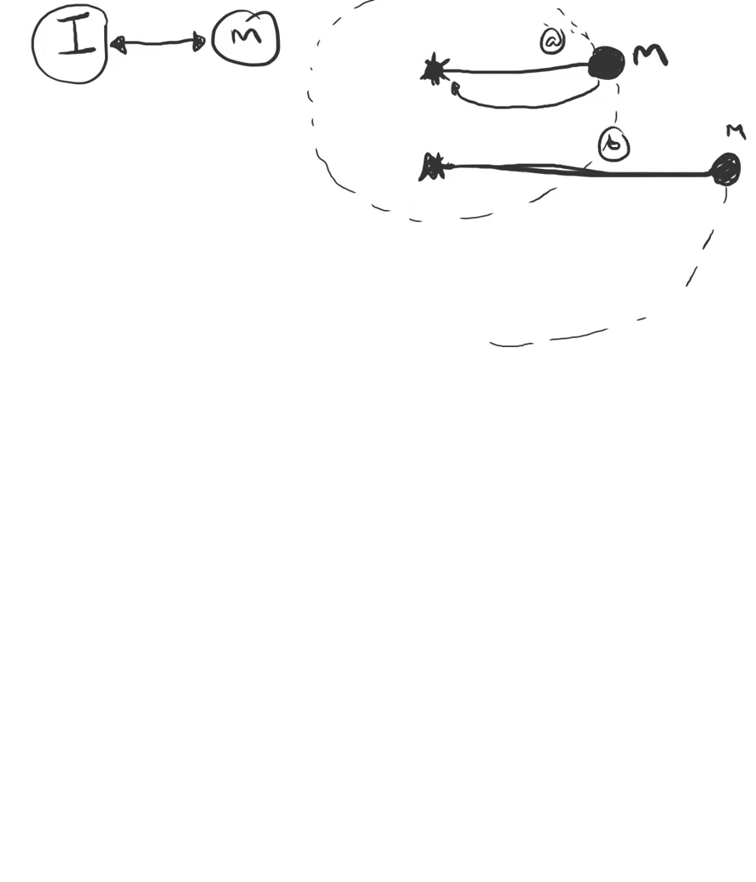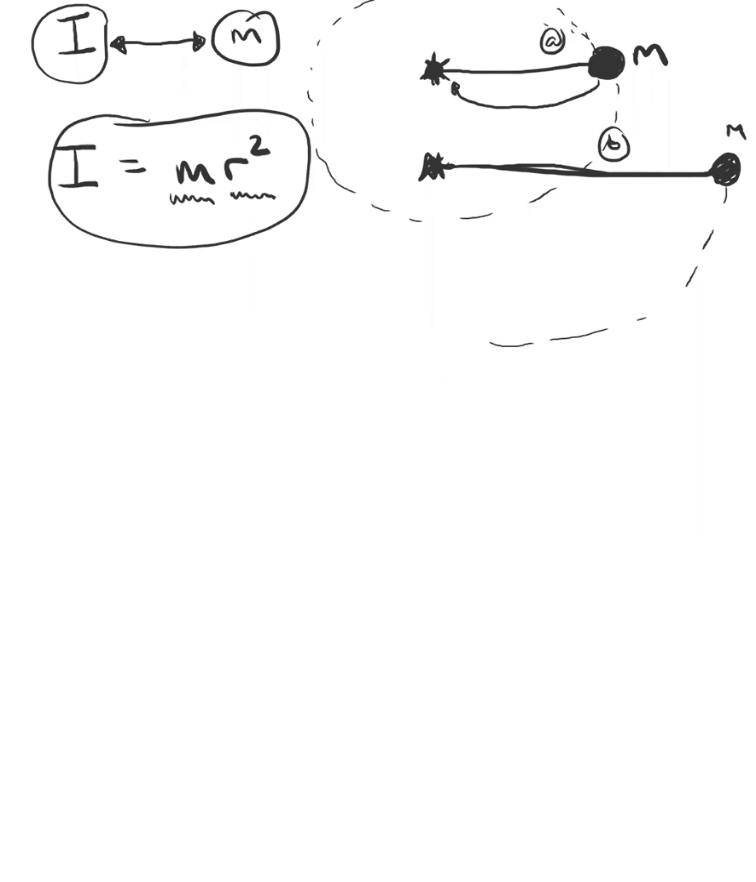So the formula for moment of inertia is that moment of inertia is mass times radius squared. The heavier the things are, the more difficult it is to rotate them, but it also matters how far away they are from the axis of rotation. This formula is true for when you have point-like objects. And in a little bit, we will talk about what to do when you have extended objects.